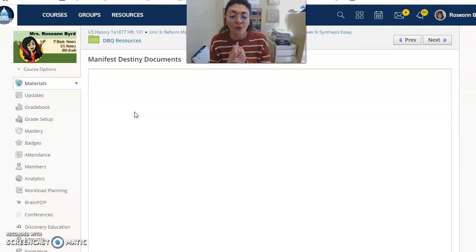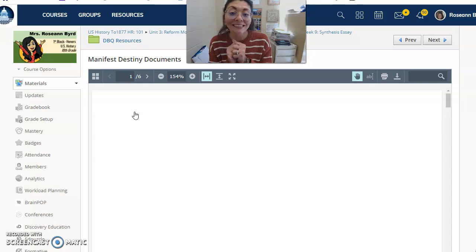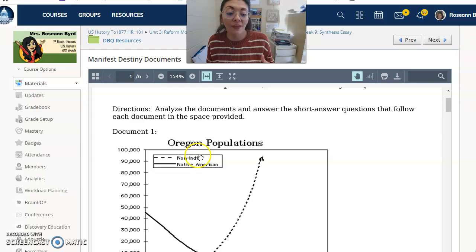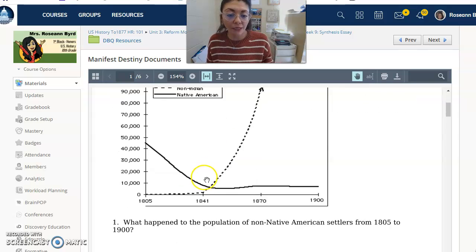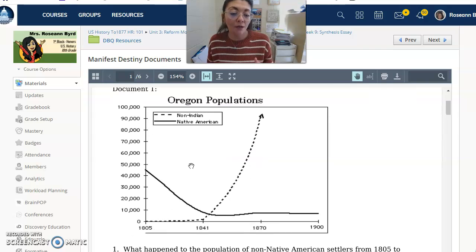Now, the rubric requires you to support your thesis statement using at least 5 documents. So these are the documents that you will be using. Now, we've already answered these questions about them to understand them better. So you can use document 1 as support for any part of your essay, like a cause of manifest destiny, an effect of manifest destiny, or to explain that manifest destiny was essentially positive or negative.